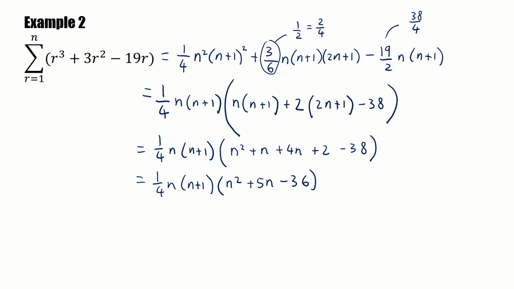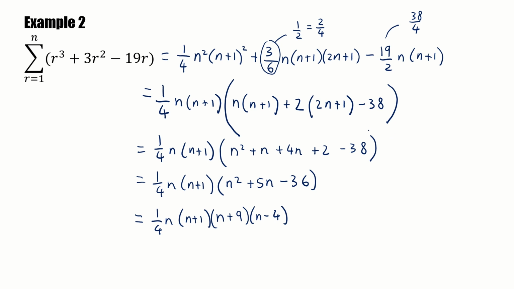So this time we aren't going to leave it just like this, because the quadratic we have been left with is one that can factorize further. So if we can factorize it, do it. In this case, that would factorize to n plus 9 and n minus 4. And so there you go. That is this series written as a formula in its fully factorized form. Brilliant. All good so far, hopefully.